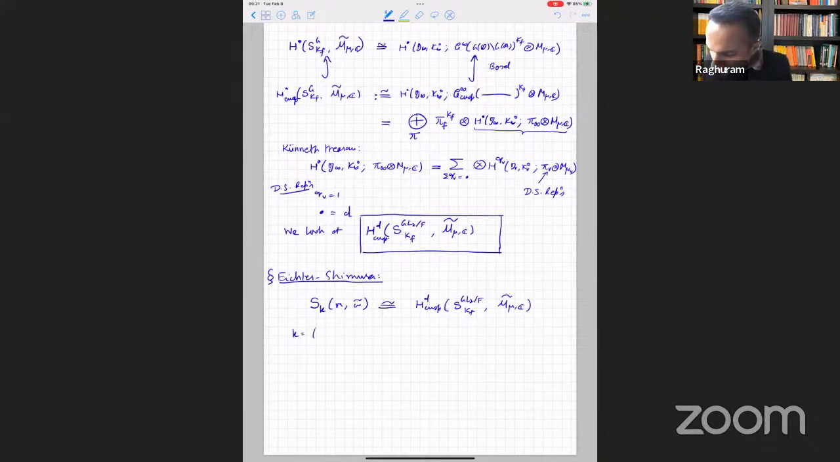So the K, recall, was K1 through KD, or I could write this as K_tau, tau running through embeddings of F to C. And each mu is also parameterized by the same taus, for Archimedean embeddings of F. And the mu_tau, if you work through the details of the construction of discrete series representations and the corresponding finite dimensional representation, this is what you want: (K_tau minus 2)/2, and it's negative, (K_tau minus 2)/2.